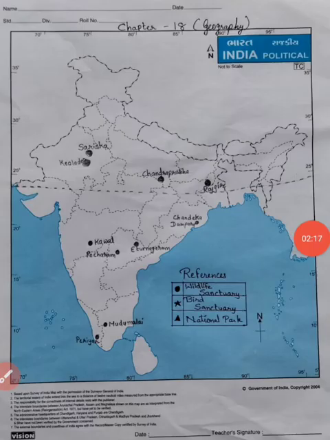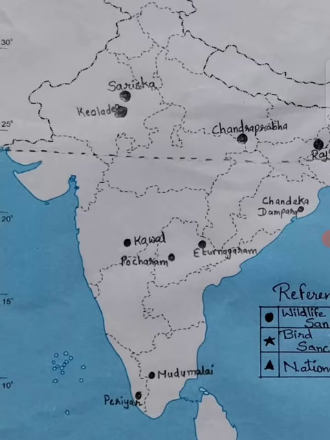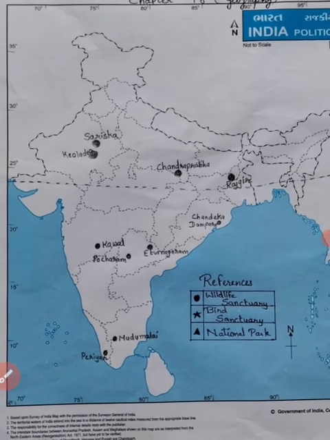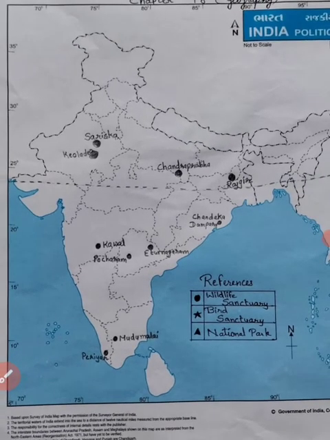Now see the next two given downside, Mudumalai and Periyar. These are in the south part, and one near the east part, that is Chandaka and Dampa. So now you can count: 1, 2, 3, 4, 5, 6, 7, 8, 9 and 10. Total, your wildlife sanctuaries are 10.